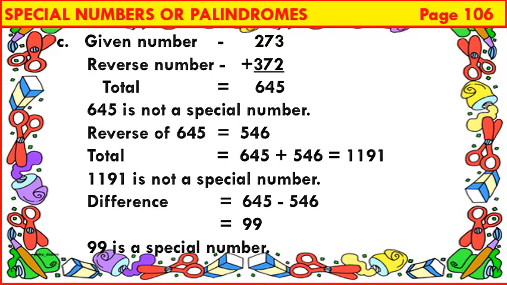So we have to continue this process until we get a special number. Now see the difference of both the numbers. So 645 minus 546. We get the answer as 99. Yes, 99 is a special number.